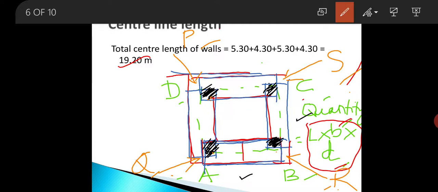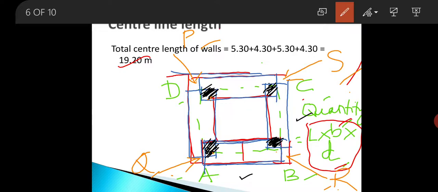That means we will assume that we have not left any portion. Okay, clear? So let us come to the drawing.